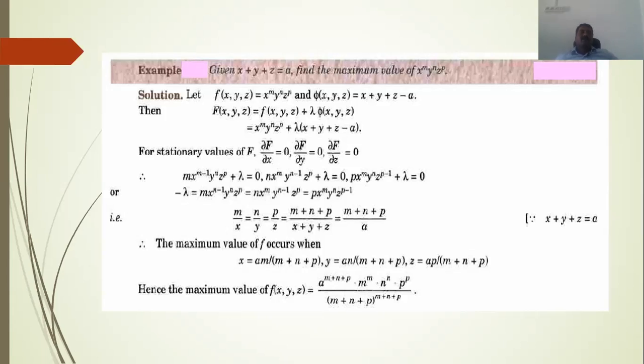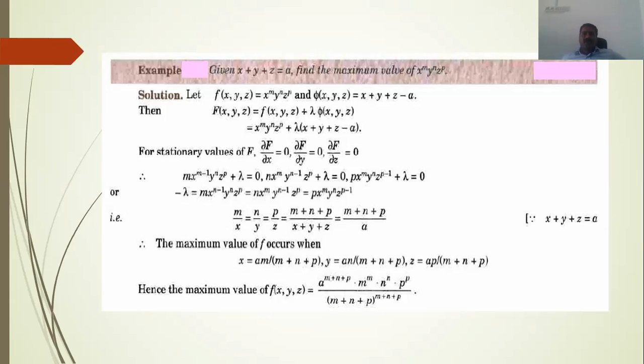Okay. So what is the algorithm? Pretty simple. Understand the problem, take it onto your mathematical domain, understand the objective function, call it f of x, y, z, or whatever. Understand the constraint, call it phi of x, y, z. Then form a new Lagrange function, capital F, which is a combination of the old objective function and the constraint. That is capital F equal to small f of x, y, z plus lambda times phi of x, y, z.